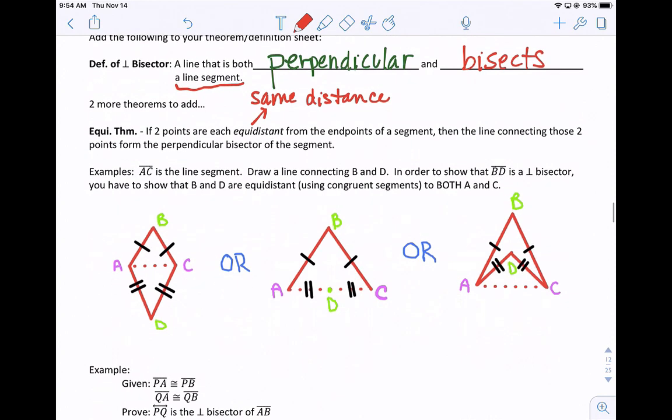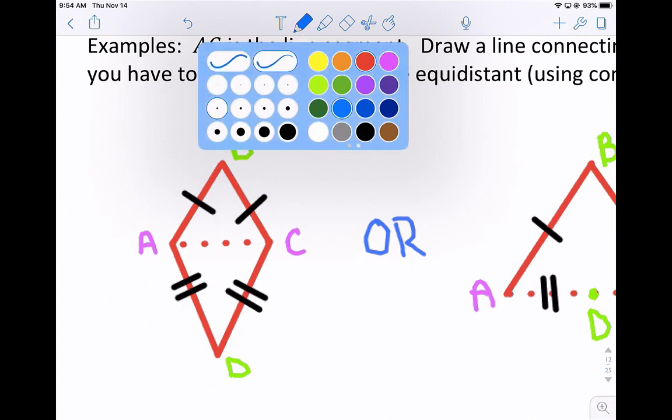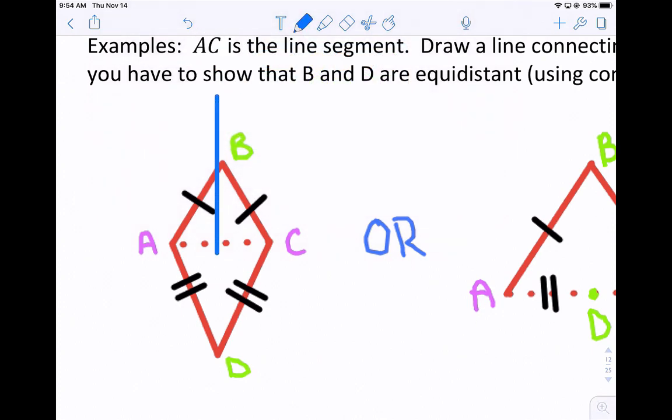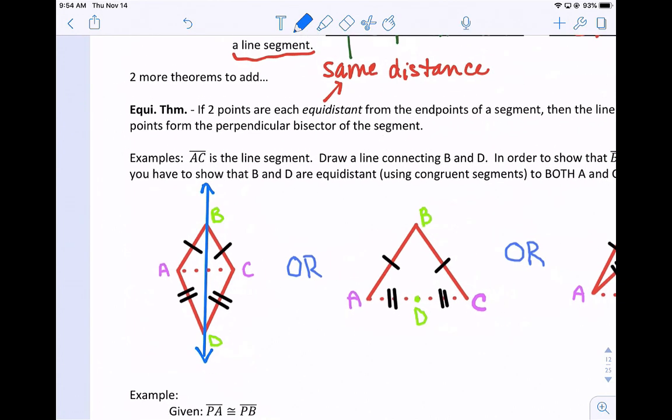So let's look at 3 examples. Let's say AC is that line segment. We just make it dotted here. So AC is the line segment. Draw a line connecting B and D. So we're going to try to draw the perpendicular bisector. So here's a line connecting B and D. All right, so that line connects B and D.